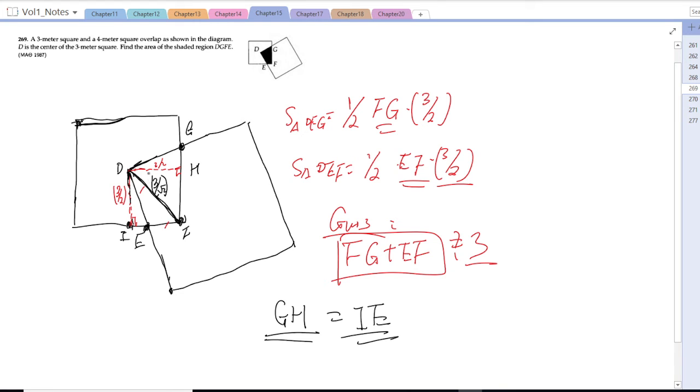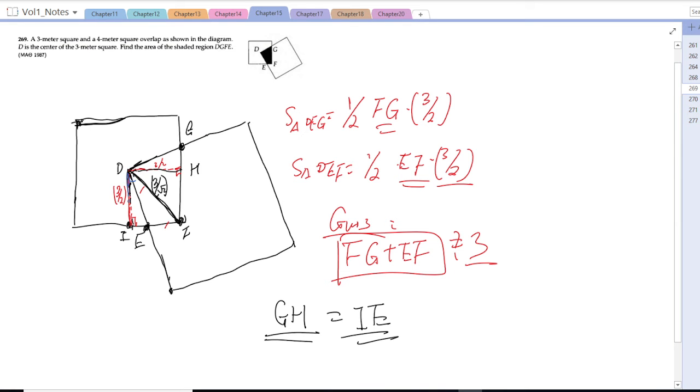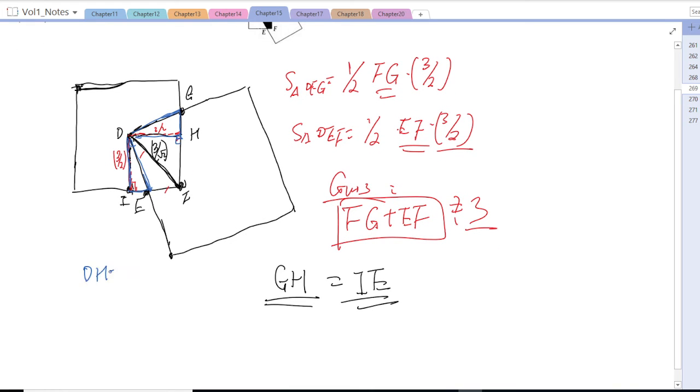So now let's see. Okay. So we know the one side is equal, right? The triangle DGH and the triangle DIE. Okay. We want to see the DIE and the DGH, right? We know the DH equals IE, right? And we know it is 90 degrees equal to 90 degrees, right?